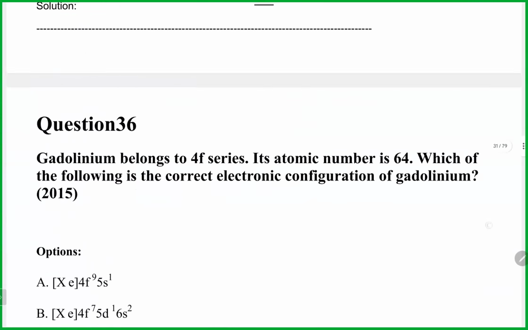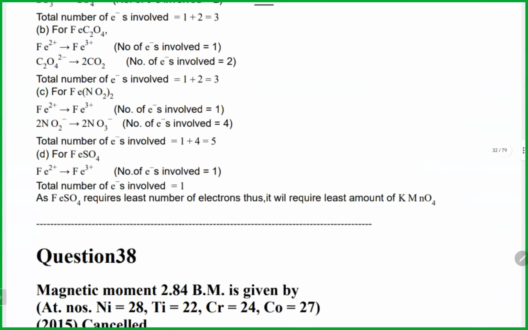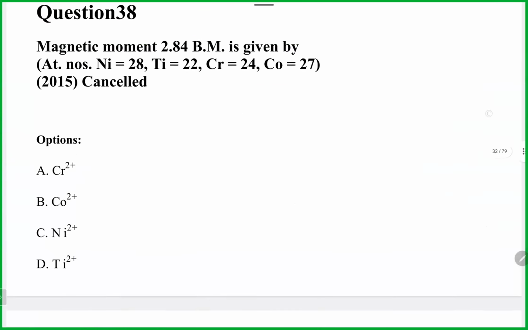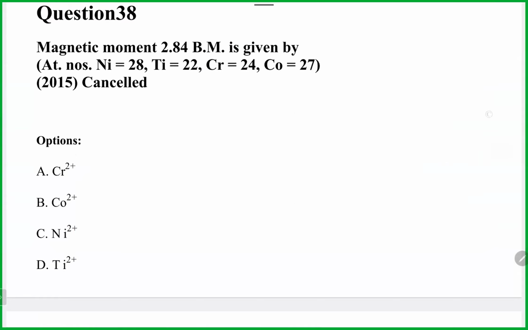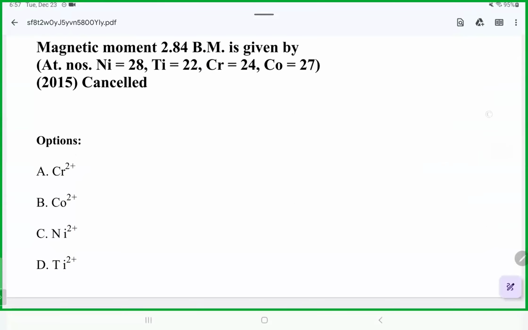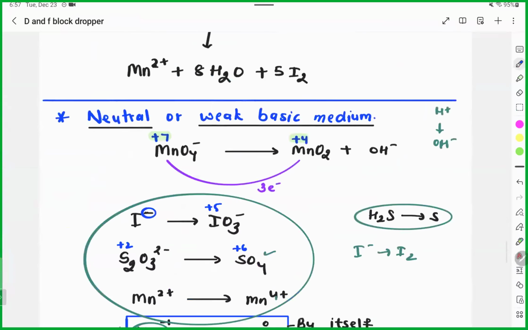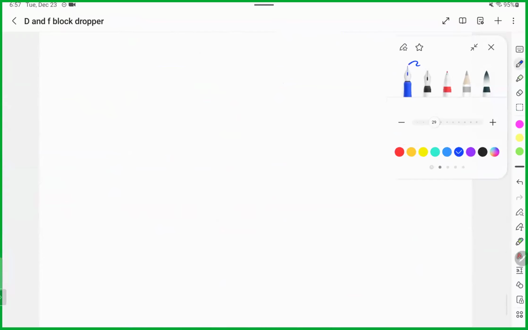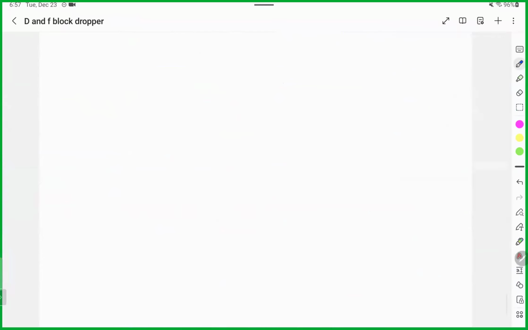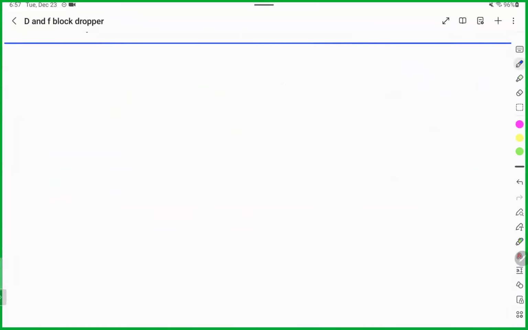We have a lot of questions from this. We'll solve questions on the magnetic moment, because magnetic moment is a very popular question from this chapter. Sania, what is the formula of magnetic moment? Sir, root of n into n+2.